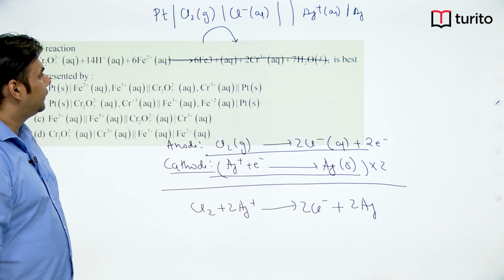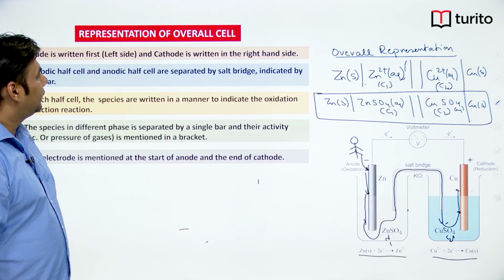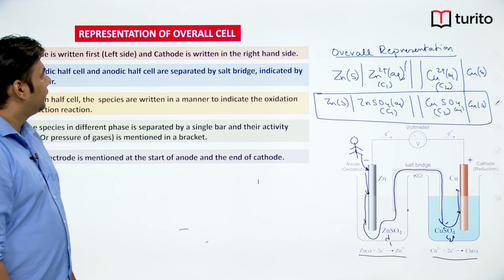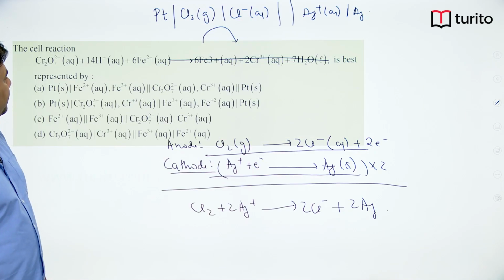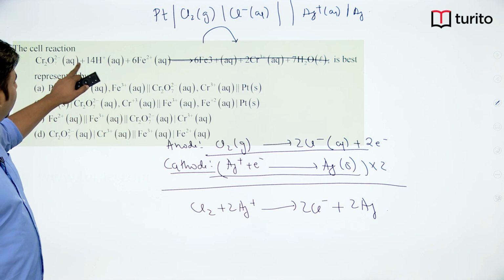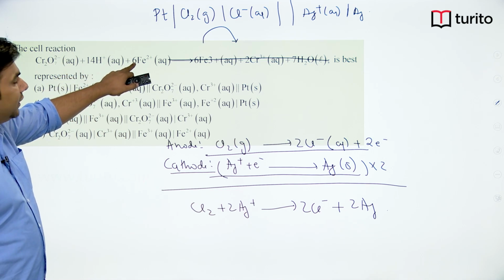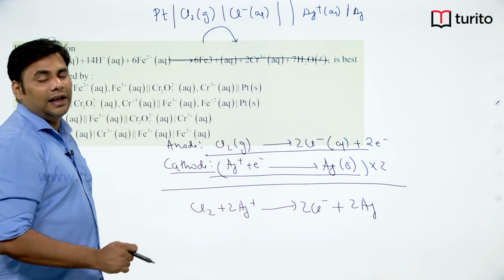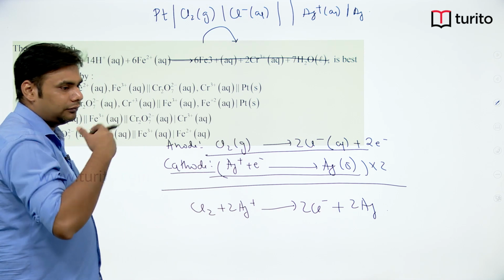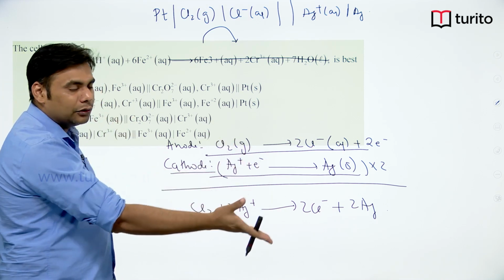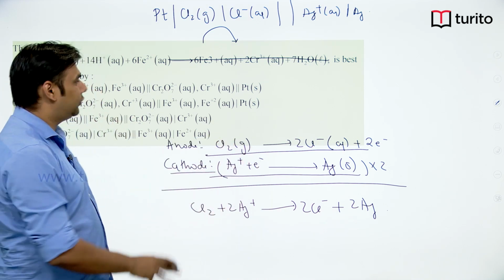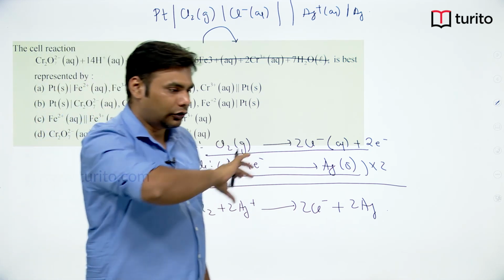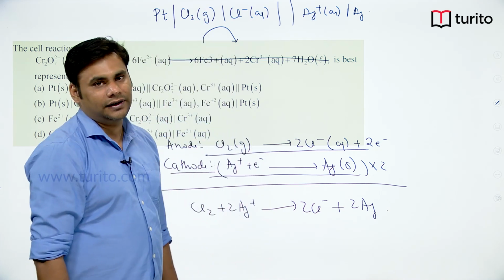Similarly, if you look at this case, we have already written the equation. You can see that we have multiplied this iron with 6. So a total of 6 moles of electrons were getting produced from the anode, entering into the cathode, and those 6 electrons were reducing dichromate ion into Cr3+. So the number of moles of electrons transferred between the cathode and anode is 6. Okay.